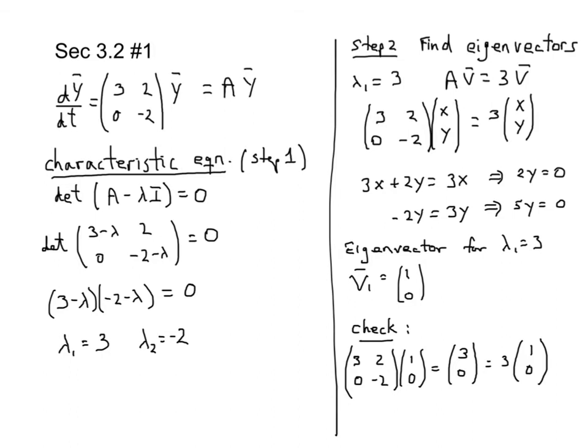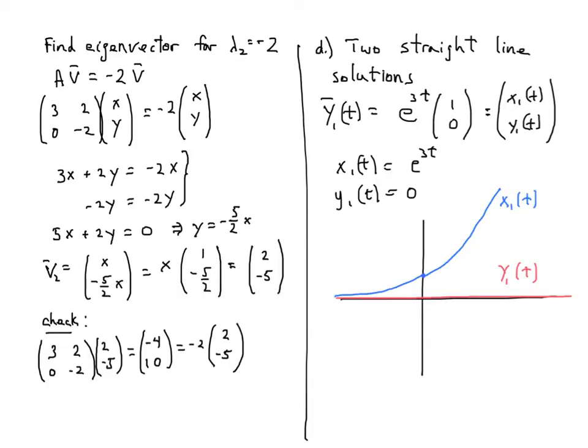Let's find the second eigenvector, the one for lambda 2 equal to minus 2. Again, we set up the same thing. We're looking for a vector v so that A times v is minus 2v. This is our setup. We multiply row times column. We get 3x plus 2y, and here we have minus 2 times x. Row times column, we just have minus 2y, and on this side we also have minus 2y.